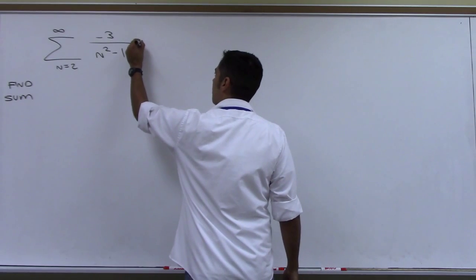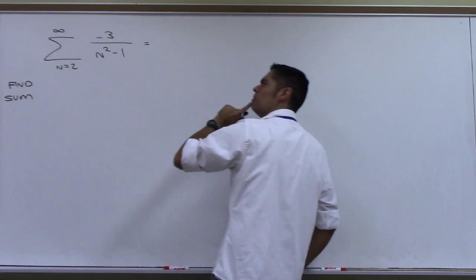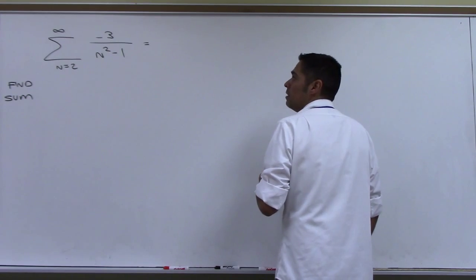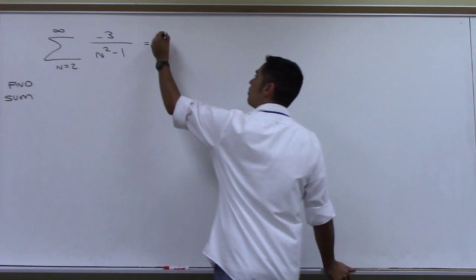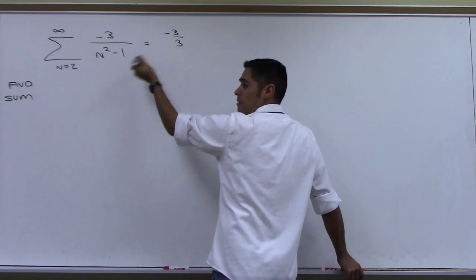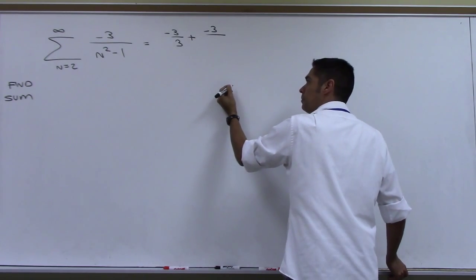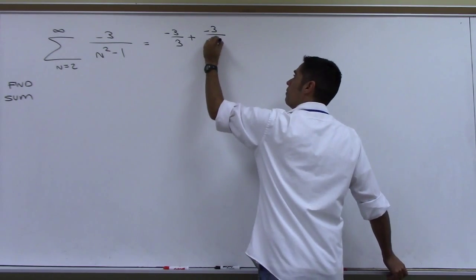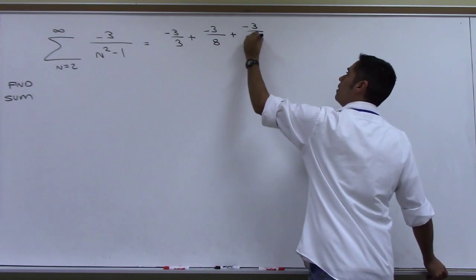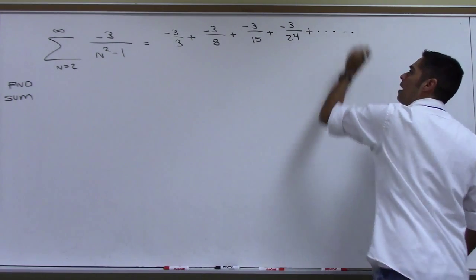So let's just see what happens if I start plugging things in here. What if I plug in 1? Oh, notice I'm starting at 2. Why am I starting at 2, not 1? Because 1 would give me division by 0. No big deal. So if I plug in 2, I get negative 3 over 3, so negative 1, plus negative 3 over 8, plus negative 3 over 15, plus negative 3 over 24, plus dot, dot, dot, right?